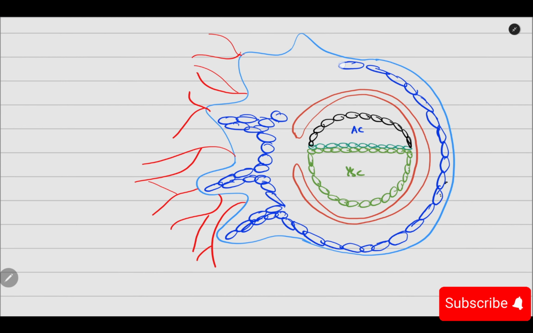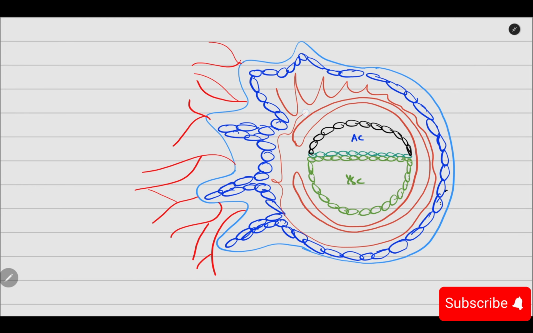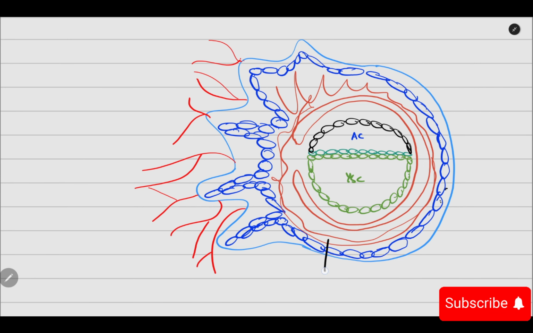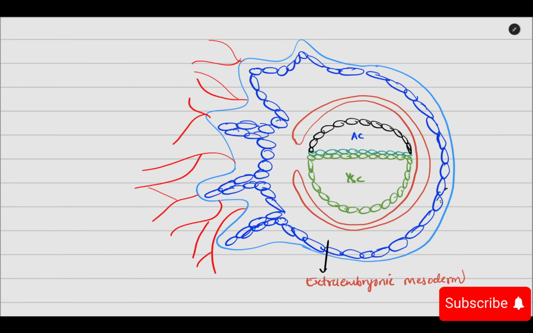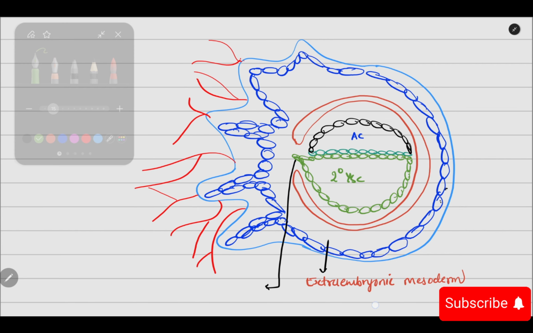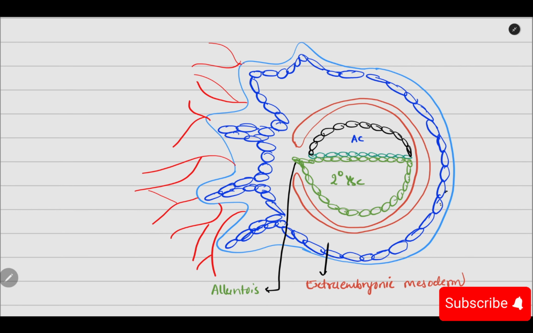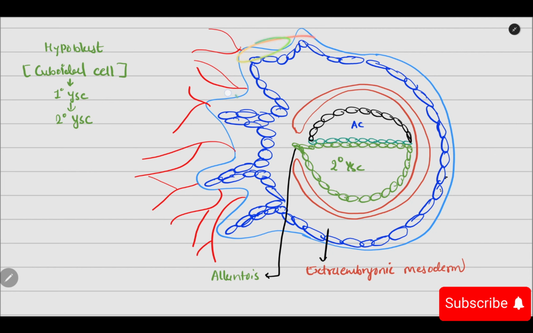As days pass, cytotrophoblast continues to grow further towards syncytiotrophoblast. The space between the loose connective tissue and the trophoblast forms the extraembryonic mesoderm. From the yolk sac, a duct-like structure grows toward the placenta. This is called the allantois. The yolk sac is now referred to as the secondary yolk sac. So now we know that hypoblasts form the primary yolk sac and it grows to the secondary yolk sac. Since we now have extraembryonic mesoderm.